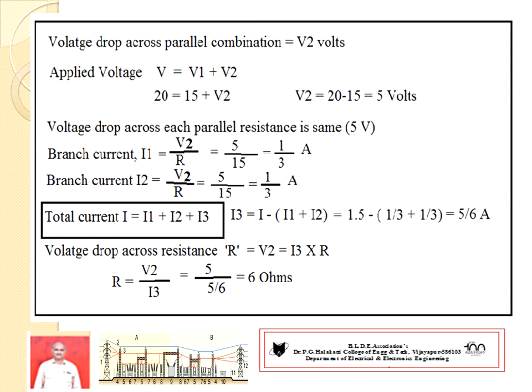Voltage drop across resistance R is V2 volts. This V2 is also equal to I3 into R. You know V2, you know I3, substitute these values, then the R value comes.